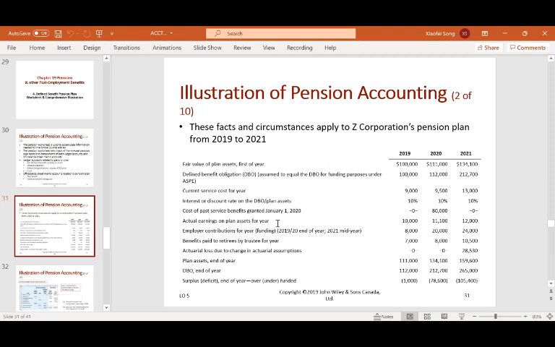Actual earning on plan assets. This actual earning may fluctuate. You have some good years, some bad years, because expected return by definition is the average long-term return. So it should be more stable, but actual return could fluctuate, so it will be less stable.